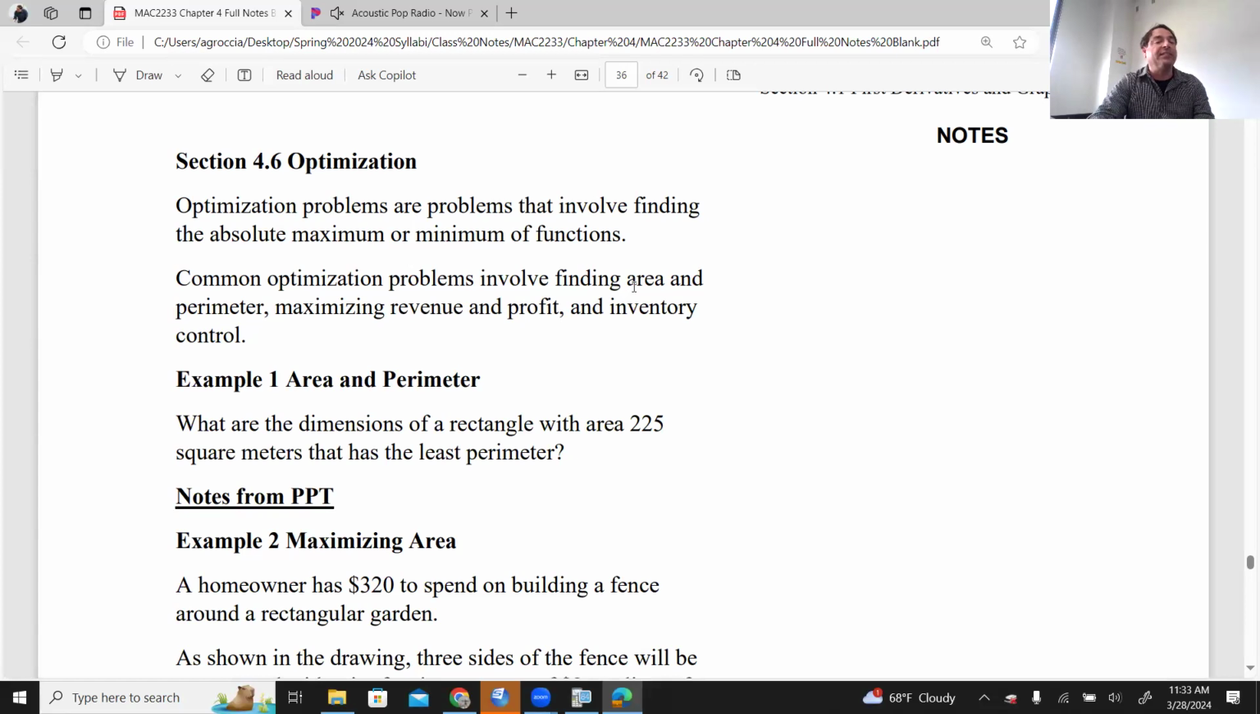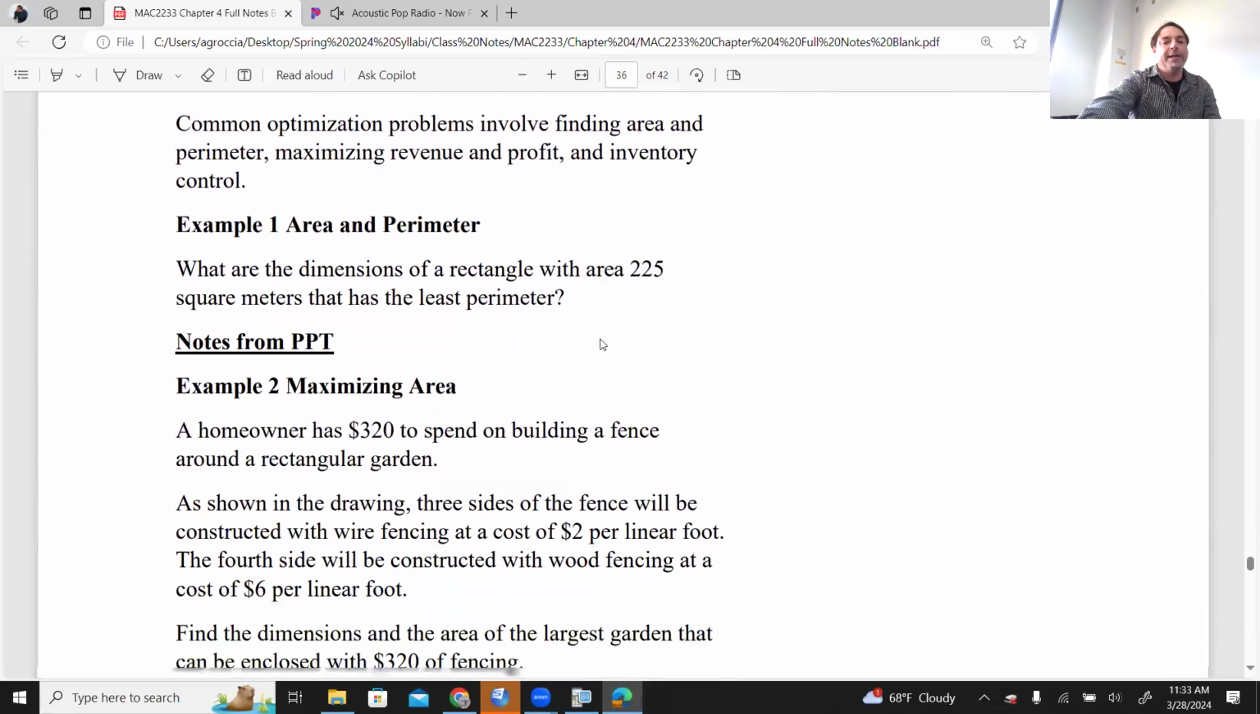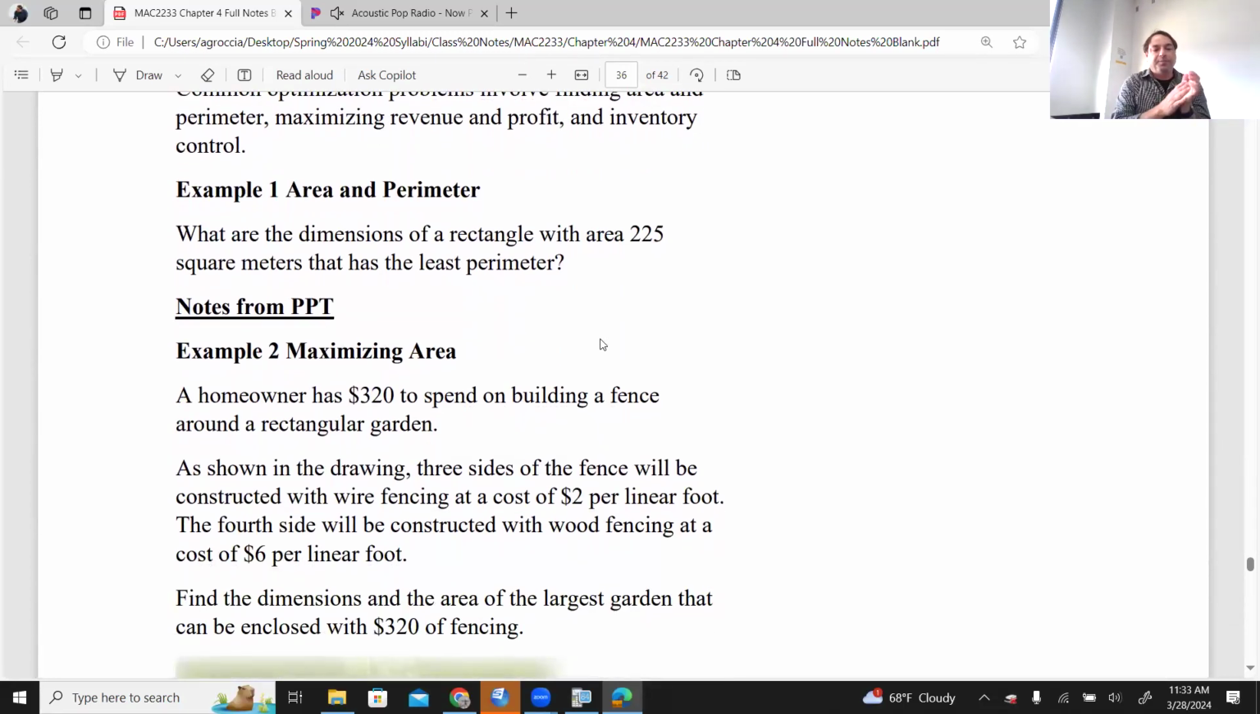But you can also maximize area. You can also maximize perimeter. You can also work on your inventory control. So I'm going to go through a plethora of different problems, but you're going to probably connect more with some than with others. Okay. So this one says, what are the dimensions of a rectangle with an area of 225 and that has the least perimeter?